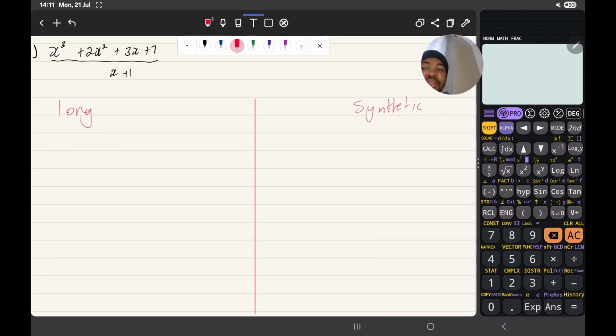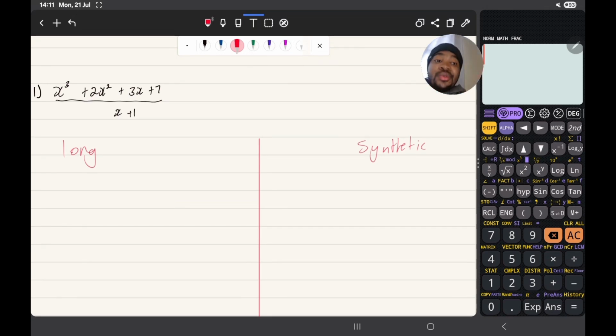Cool. So for long division, let's focus on long division only. This is what you do. You take the one you're dividing by, write it here, x plus 1, and you have something like this. I'm sure you guys remember long division, the division you would use if calculators were not allowed.